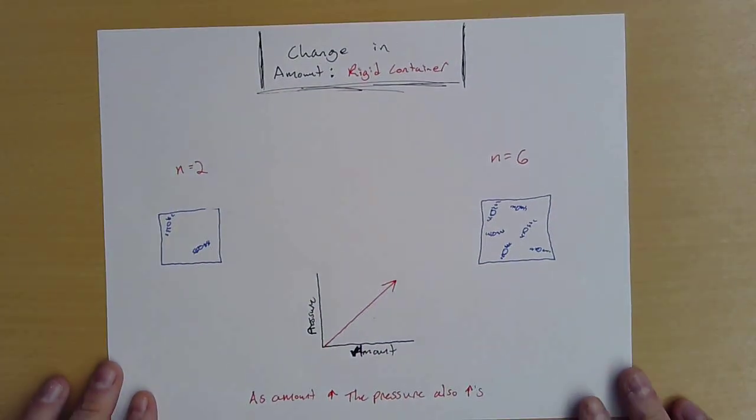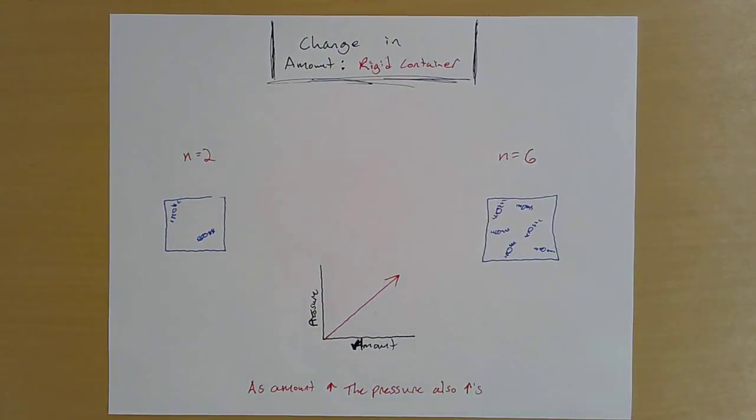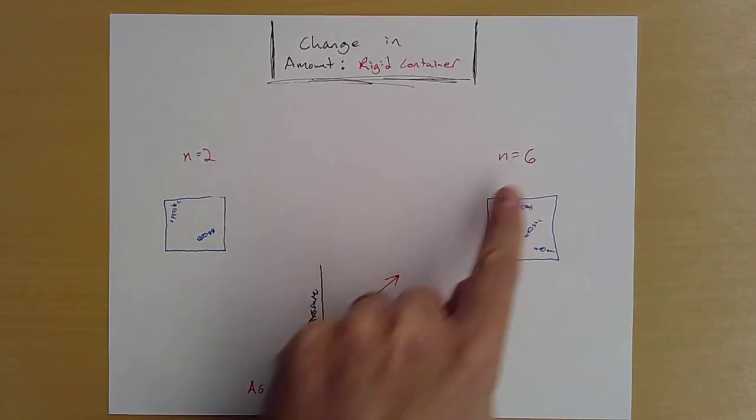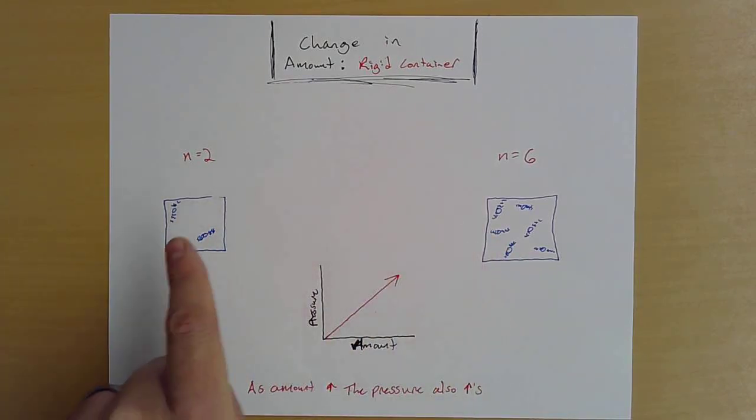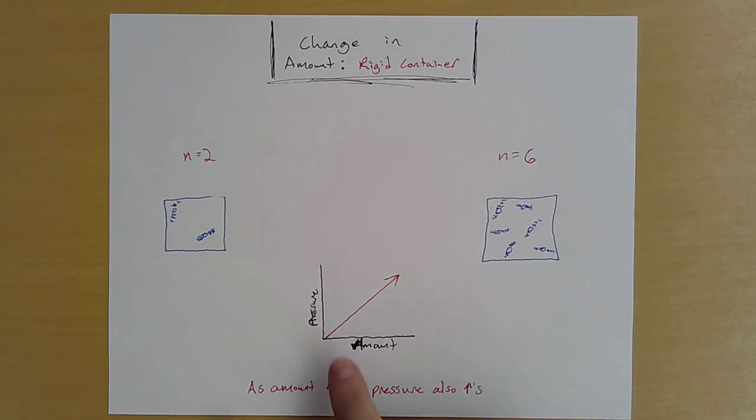Now, if the container is rigid, as in it doesn't flex, it's not a balloon-like material, what's going to happen is the pressure is going to increase. So if I go from an N of 2 to an N of 6 in this container, which is the same size, as badly as my drawing is, they're supposed to be the same size, as I increase the amount, the pressure goes along for the ride. It also increases. This is another direct relationship. As I increase one, the other increases.